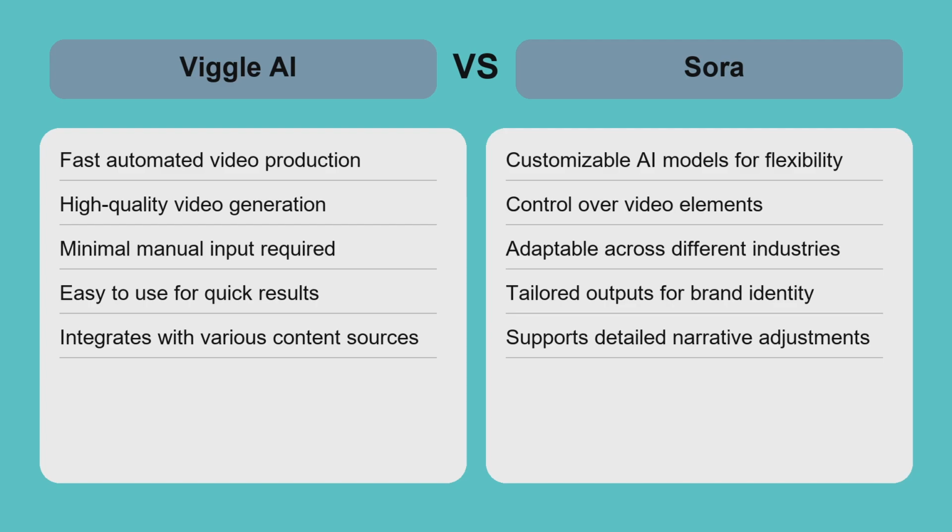If you need to produce large volumes of content fast, Viggle AI delivers consistent results with minimal input. But if your project requires unique visual styles or detailed narrative adjustments, Sora's flexibility offers a better fit. Both tools serve different user demands, making the choice dependent on whether speed or customization takes precedence in your video workflow.